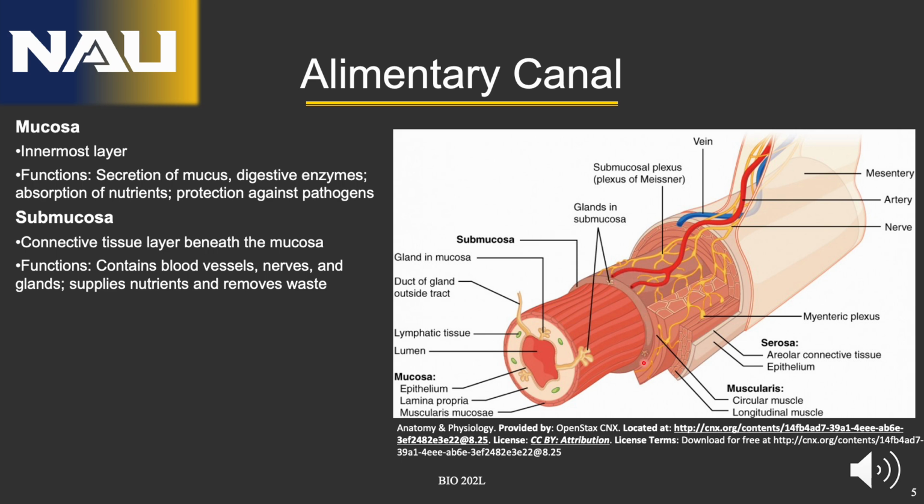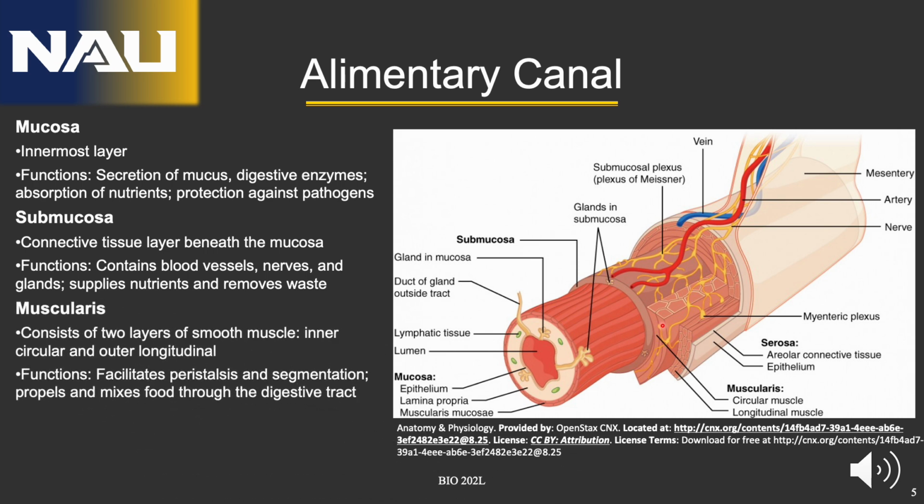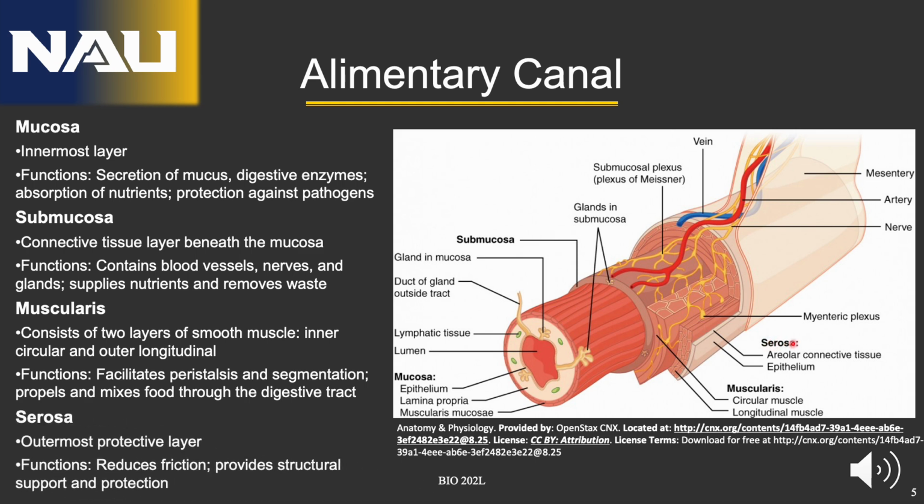Then there is the muscularis externa. This consists of two layers of smooth muscle, an inner circular layer and an outer longitudinal layer, which work together to produce peristaltic movements that propel food through the digestive tract. The outermost layer is the serosa. It is a protective connective tissue covering that reduces friction between the digestive organs and the surrounding structures. It also holds everything together.